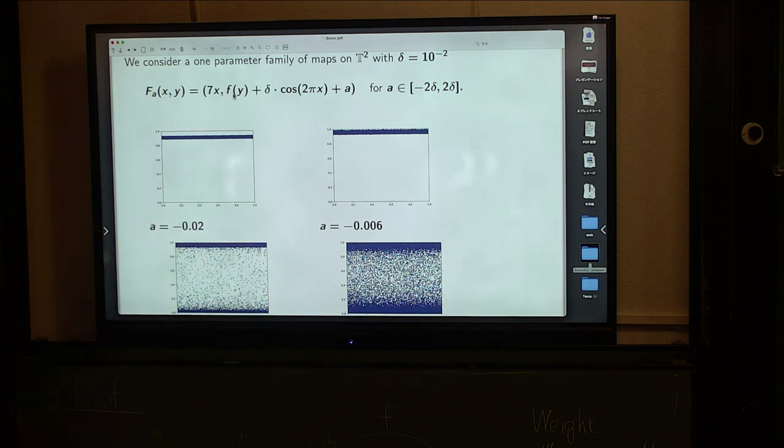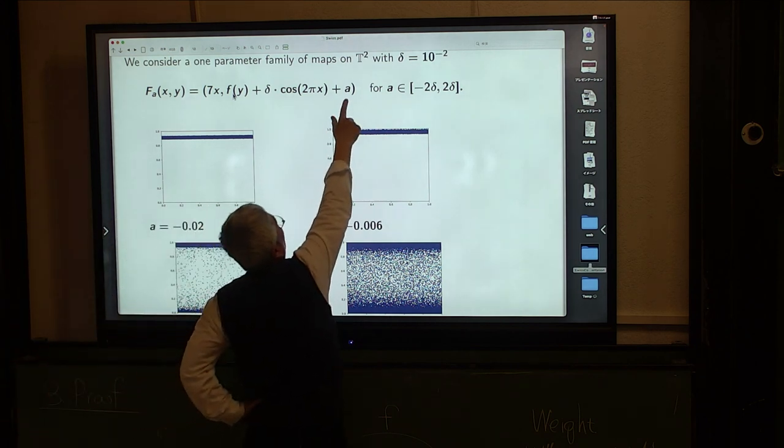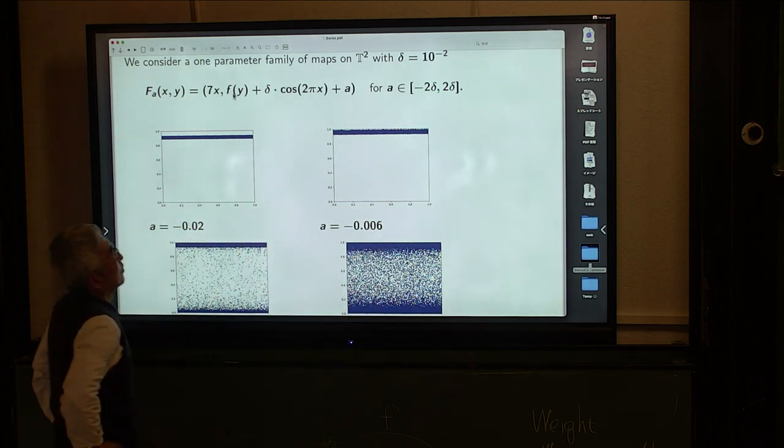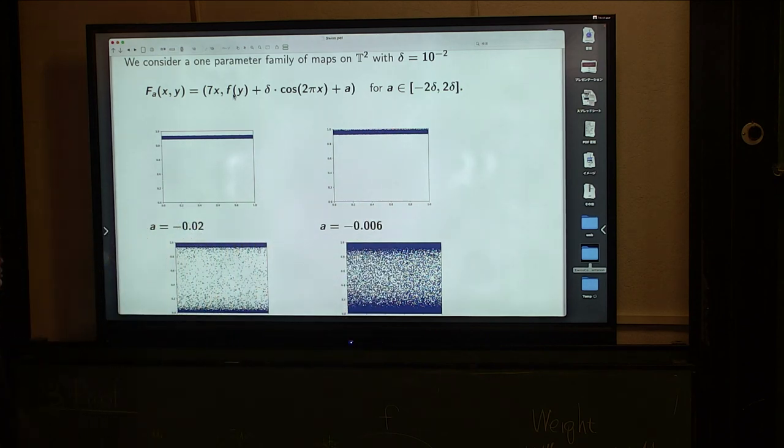And we fix delta, and we take this as a parameter. Okay, this is what I can do. So I plot the orbit.